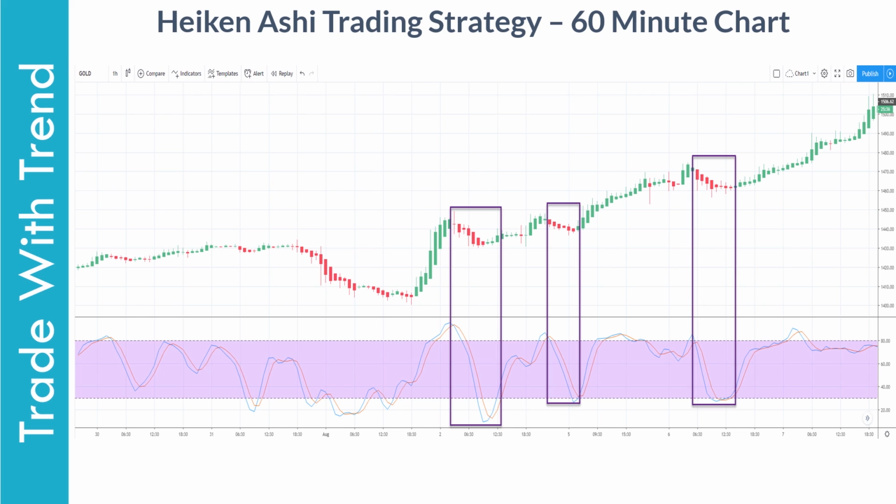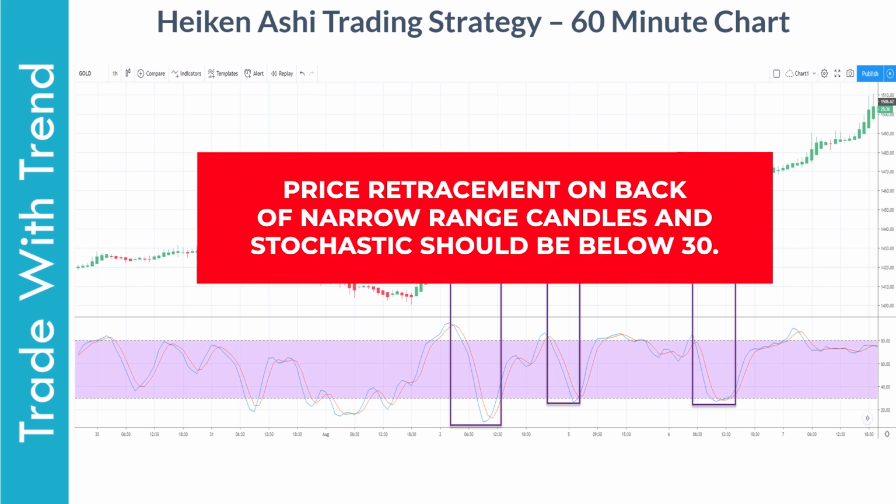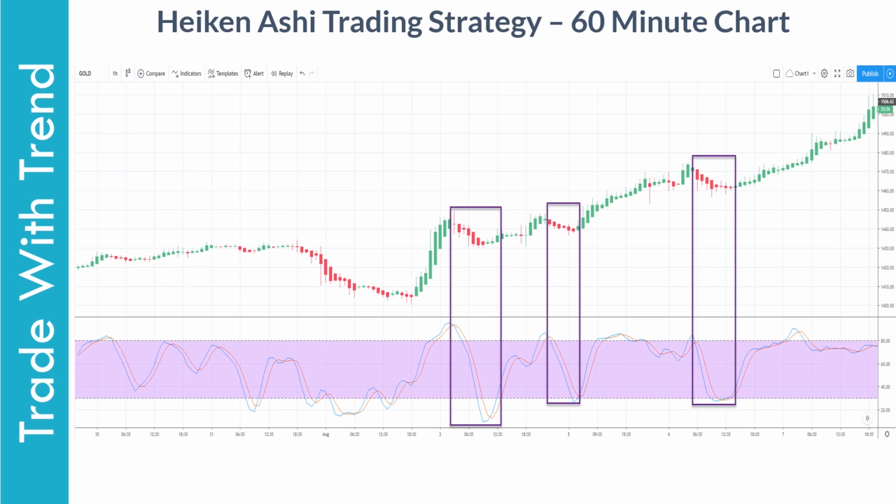The third way to enter using Icon-SE candlesticks is to take trades when price retraces back within a trend. For identifying valid retracements, there are two conditions that you need to check. Number one, retracement needs to happen on back of narrow range candlesticks, and number two, stochastic indicator needs to be below the 30 level. Now, if you look at this simple template, it has given some amazing entry opportunities in gold over the last few months.